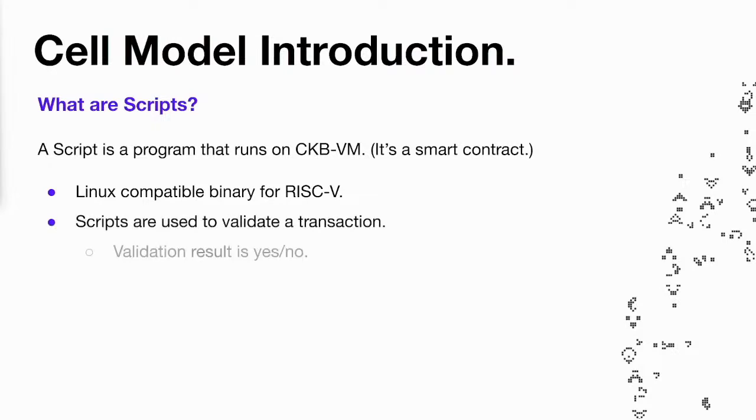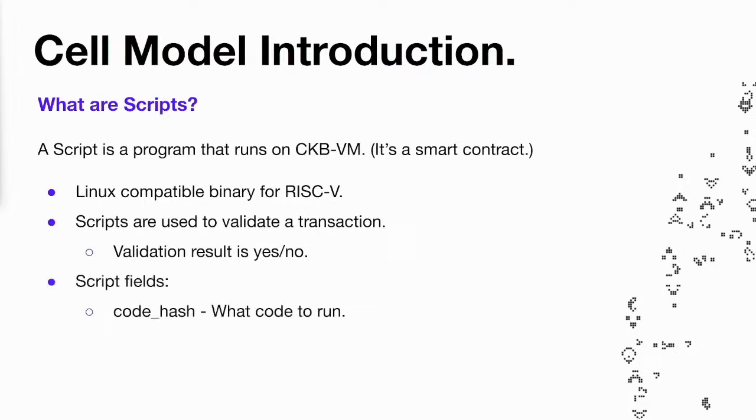Scripts are used to validate a transaction, and the validation result is a yes or no. So one of the things that a script is actually doing is examining the transaction and saying, is this a valid transaction, yes or no? It's not actually responsible for generating the next state, and we'll explain that a little bit more later.